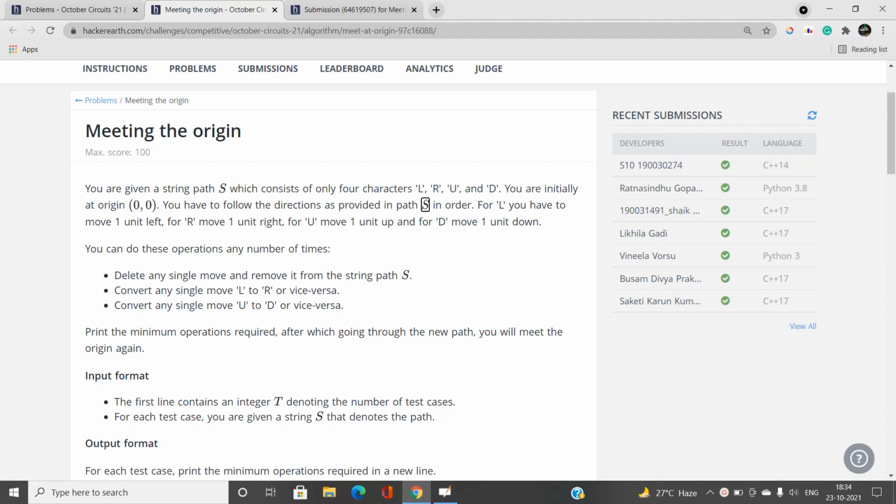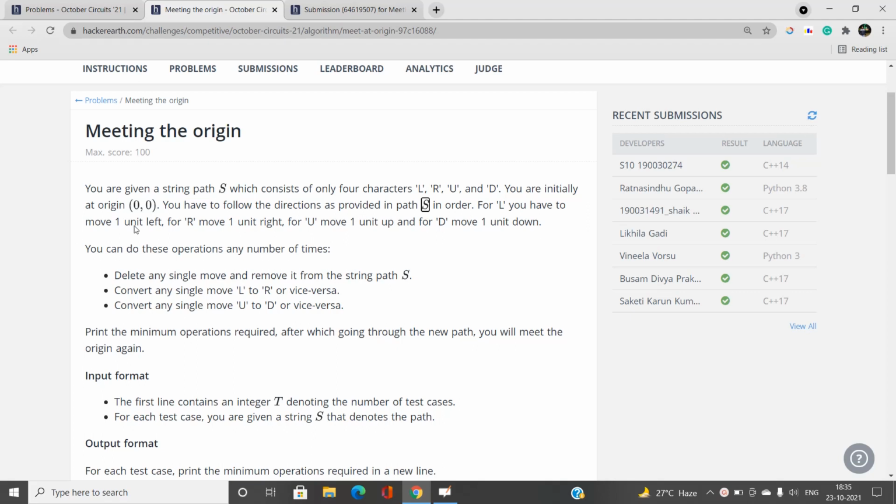If you're going to move to the left, it is going to be denoted by capital L. Similarly, R, U, and D. Okay, and we are at origin 0, comma 0, and we have to follow the directions in the path in the order from left to right. Whenever we move to the left, it is going to cost me 1 unit. Similarly, R, U, and D.